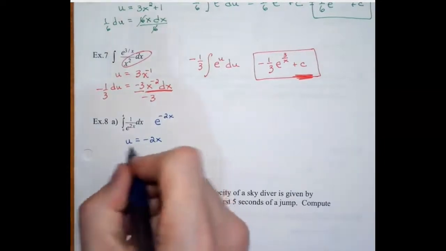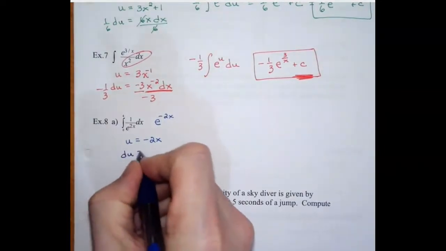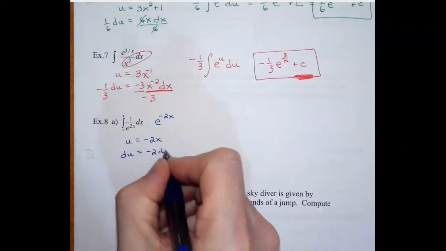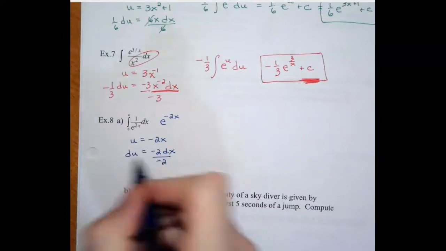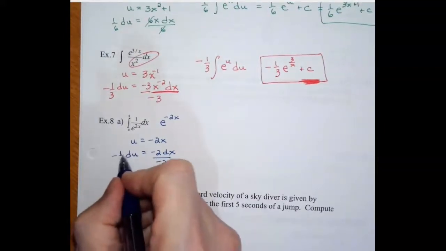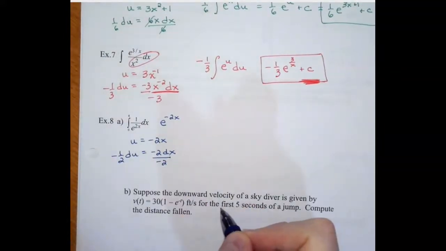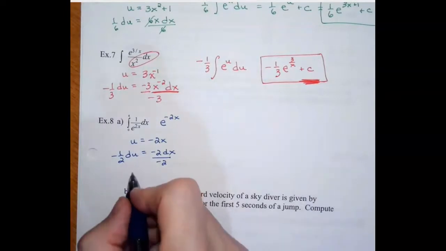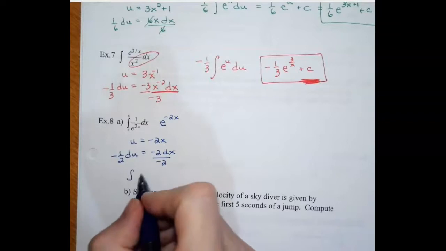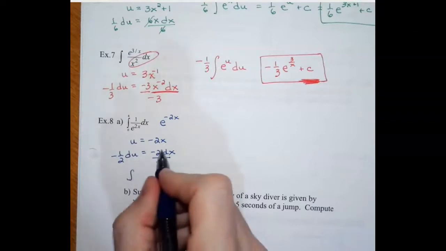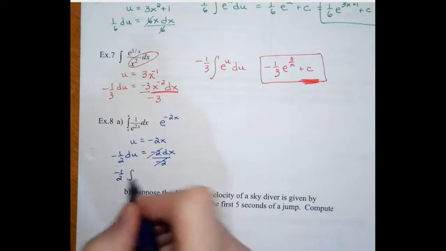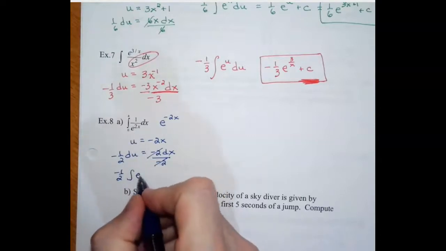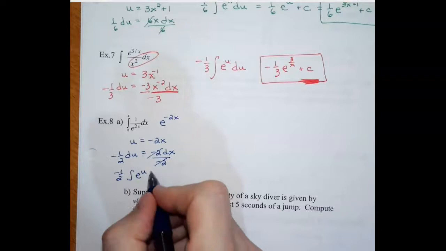Now we're going to take the derivative. So that's going to be negative 2 dx. There is no negative 2, so we have to divide both sides by negative 2. Okay? So now we're going to have the integral, and dx is negative 1/2, and this is e to the u du.